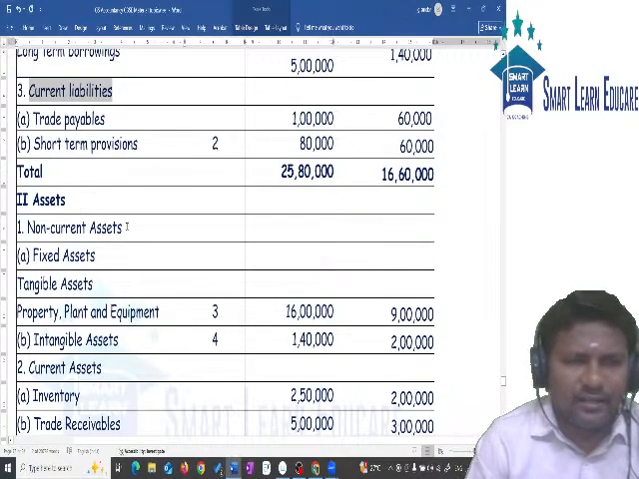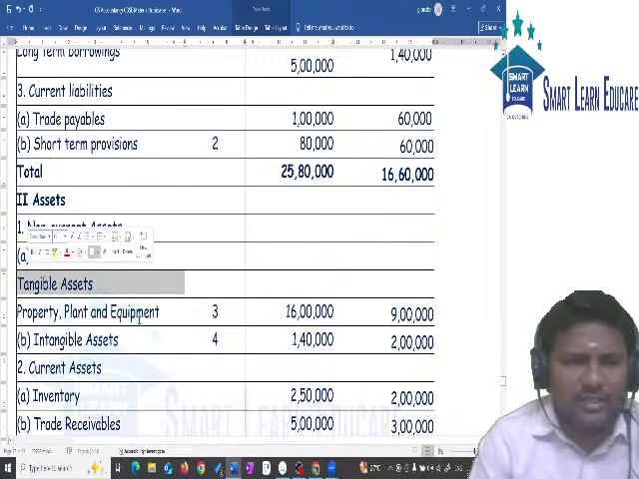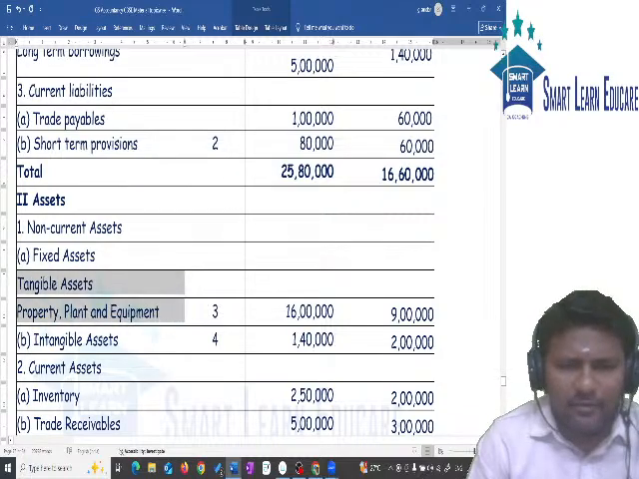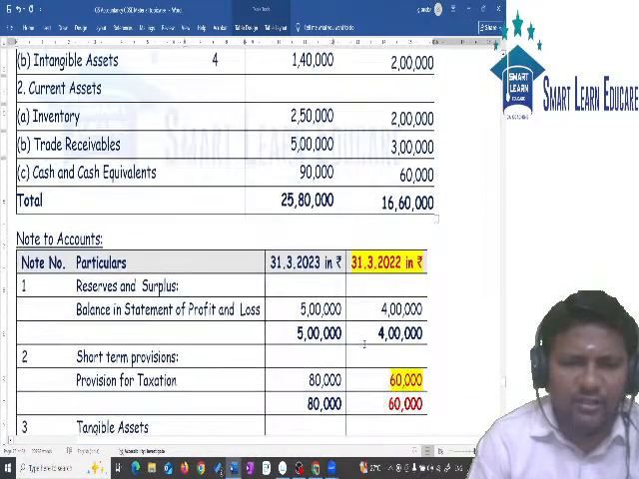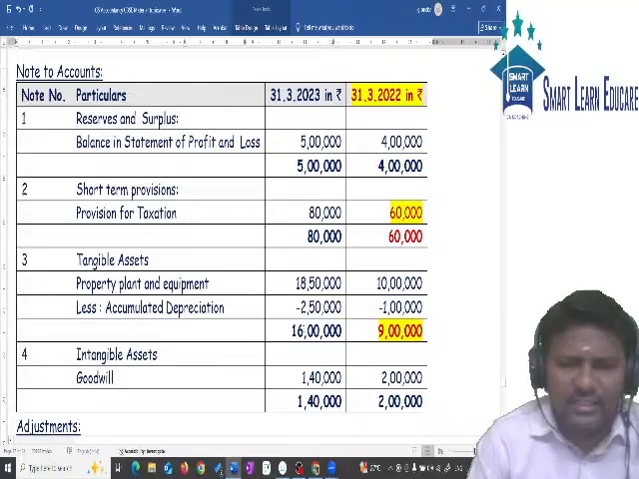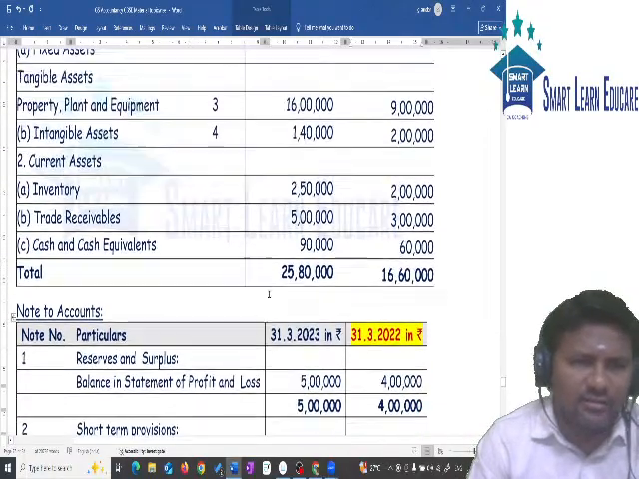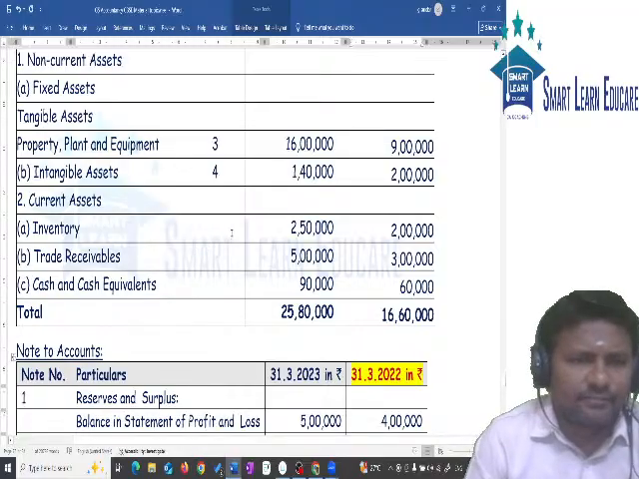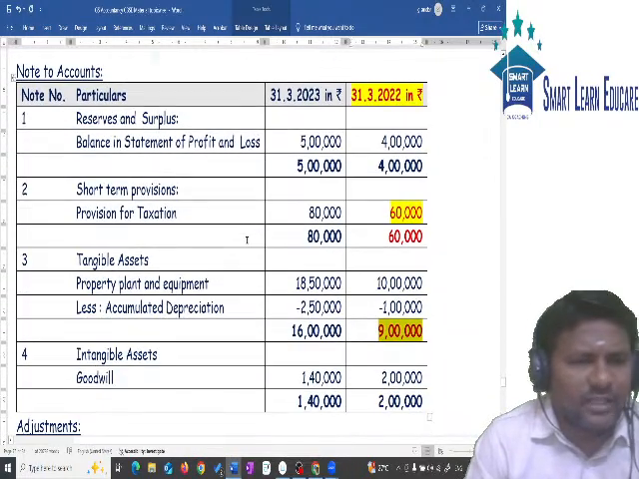And assets are given, net current asset is given, fixed assets like tangible assets are there. PPE is given, 16 lakh and 9 lakh. Opening balance of PPE is 9 lakh and closing balance is 16 lakh. Next, current assets are given. That's all.